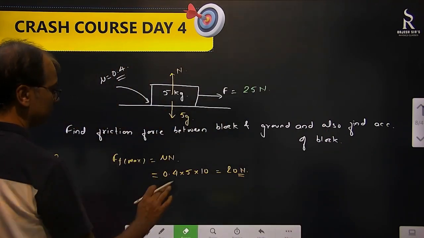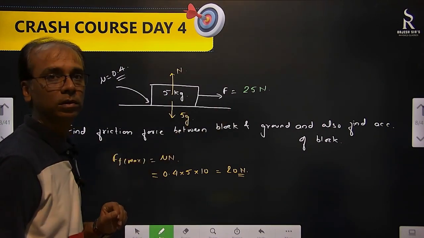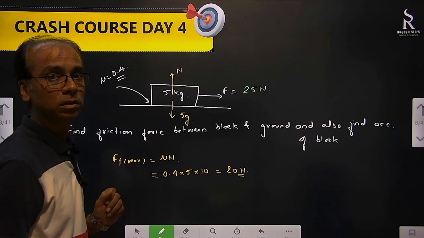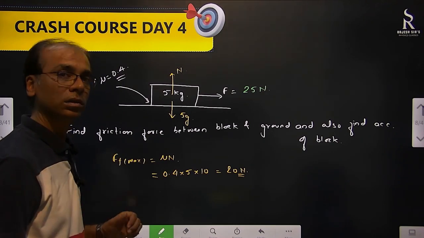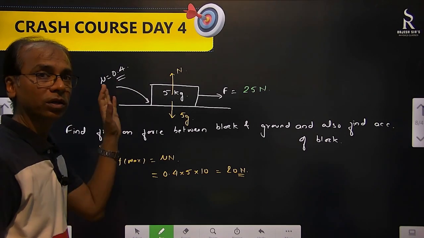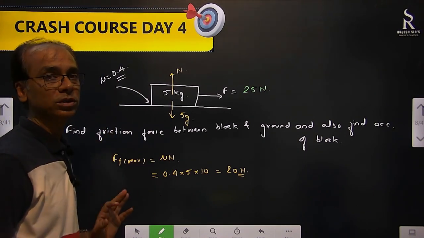We know that the maximum value of force of friction is 20. How much are we applying? 25. When you are applying 25, it's going to move, there is no doubt about that. Correct. So static friction is 20. What is kinetic friction? That is also 20. Why? Because mu k and mu s are both given the same. So in this case kinetic friction will be equal to static friction.